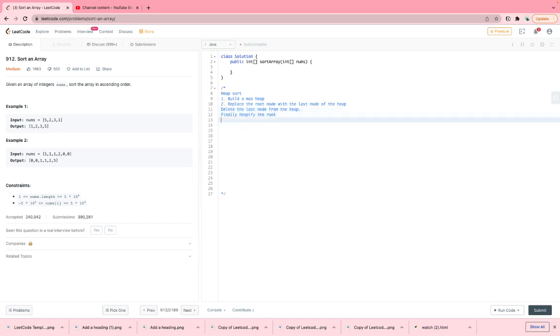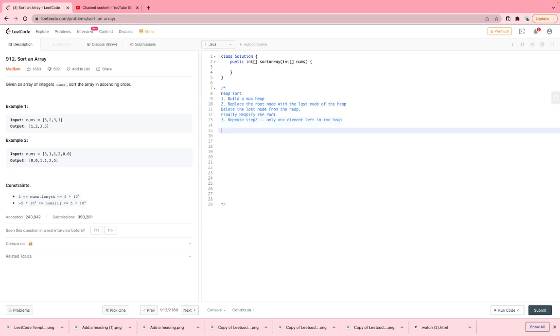And then we repeat step 2 until only one element is left in the heap. This is basically the procedure of the heap sort algorithm.